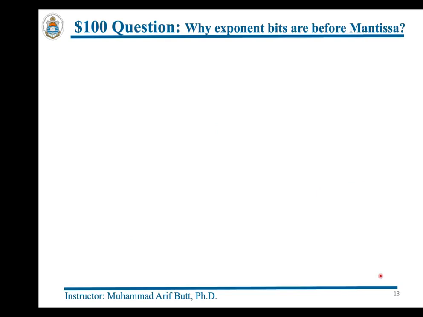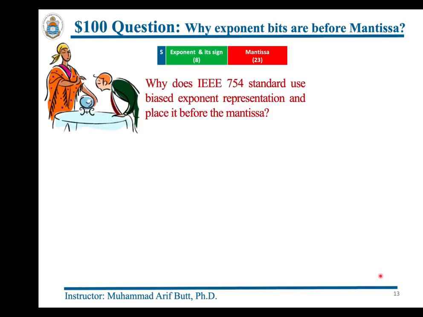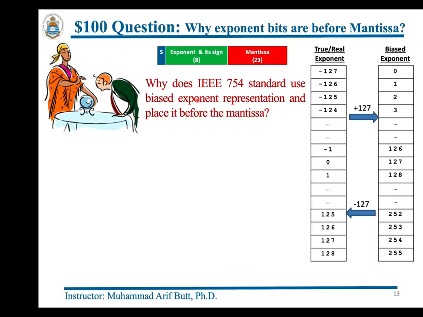Okay, why are the exponent bits before the mantissa? Another $100 question. So in the case of fixed point, you might have observed that we have the integer part and then the fractional part, and in the case of floating point representation, we have the mantissa before the exponent. But the IEEE designers decided to keep the exponent before the mantissa, and the question is, why do they do so?